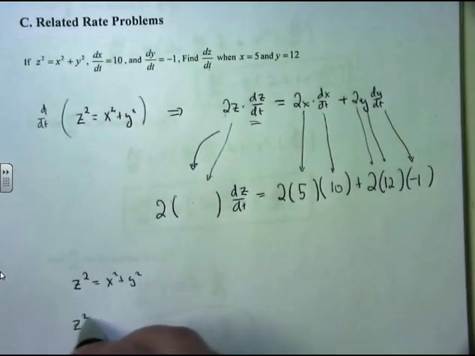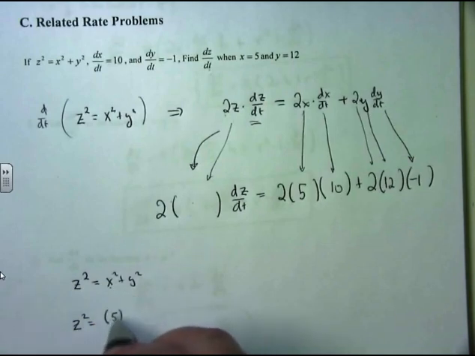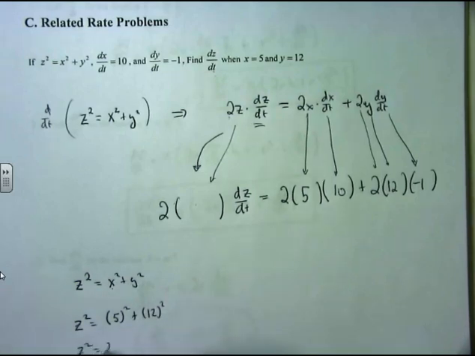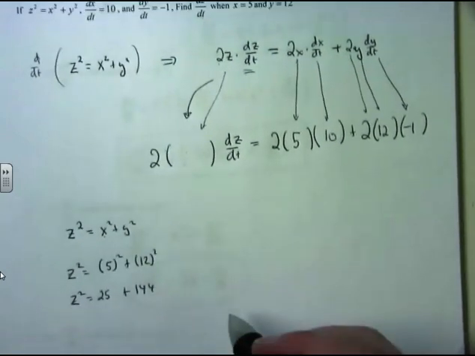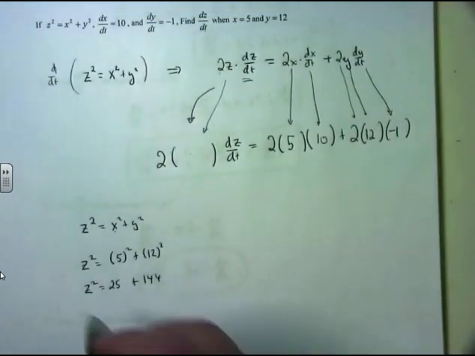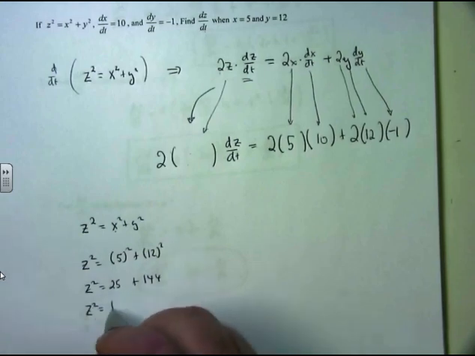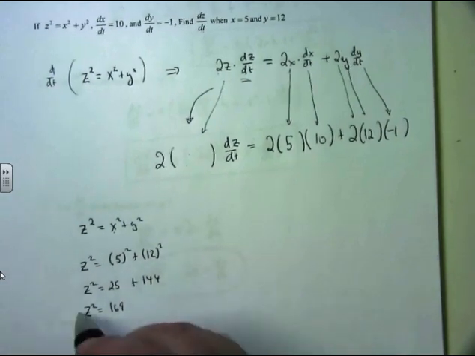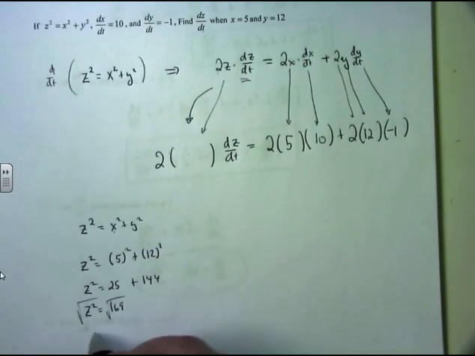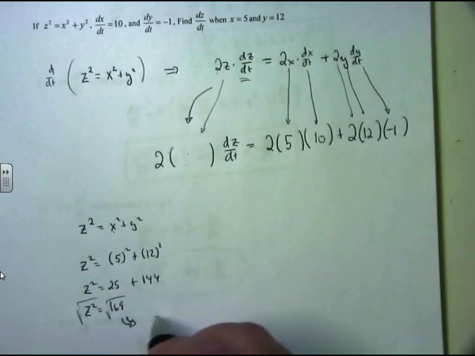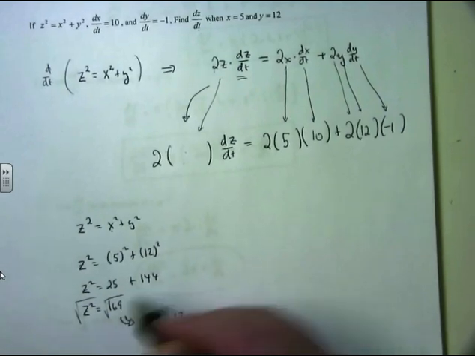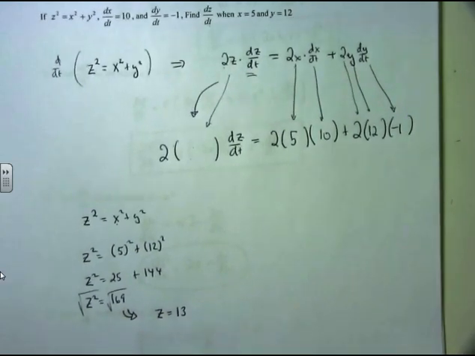Z squared equals x squared plus y squared. I do know what the x number is. X was 5, so 5 squared plus y, which was 12 squared. So z squared equals 25 plus 144. Solving this out, z squared is equal to 169. Then take the square root of both sides. This was supposed to be a distance, so you take the positive square root. Officially it's plus or minus, but z was supposed to be positive here, so I should have listed that somewhere.